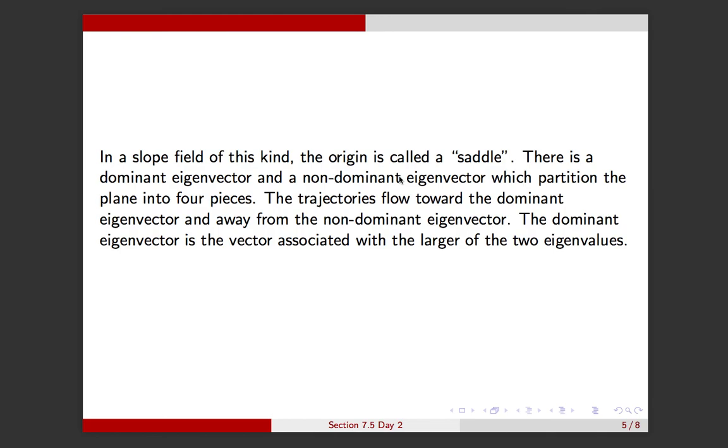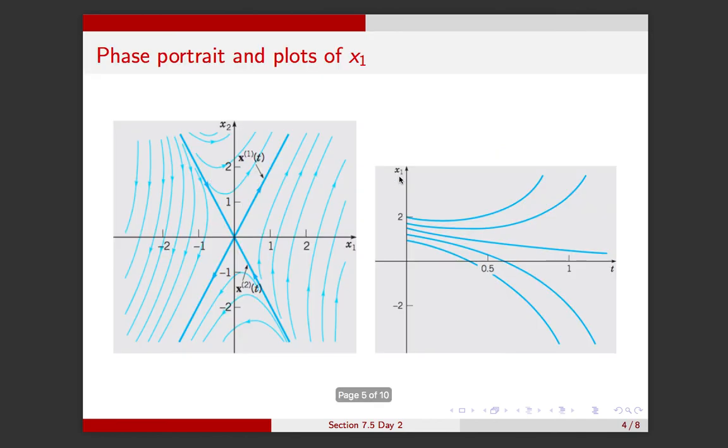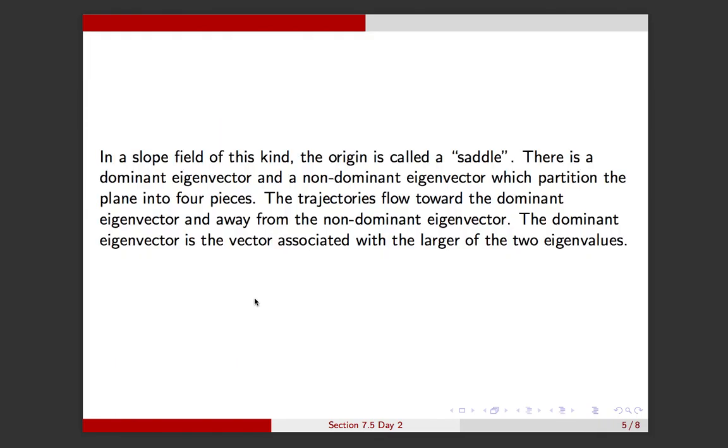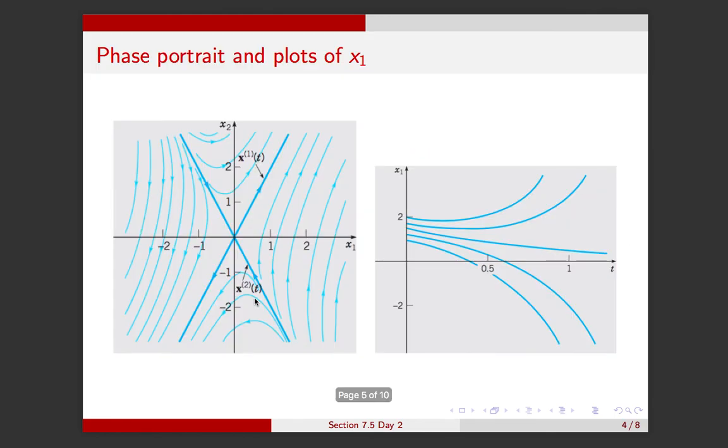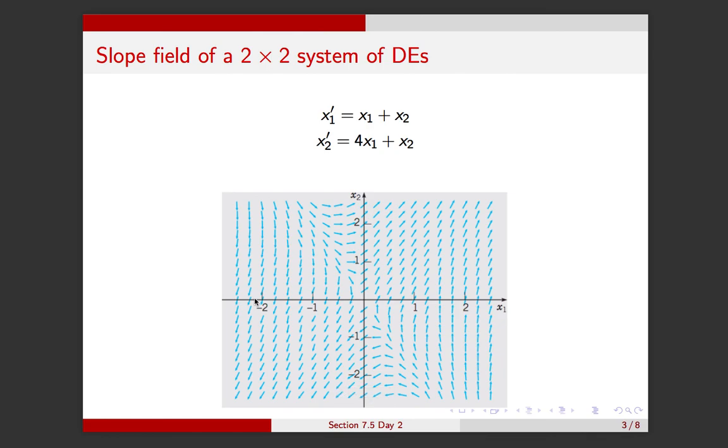Also, with these sorts of pictures, there's language surrounding them, the kind of picture they are. In this kind of slope field I just looked at, this is called a saddle. It makes these saddle shapes here, kind of like in Calc 3, getting a saddle point. So what happens here, there's a dominant eigenvector and a non-dominant one. This system here, we've solved it and analyzed it before. There are two eigenvalues. The eigenvalues are -1 and 3. 3 is bigger than -1.